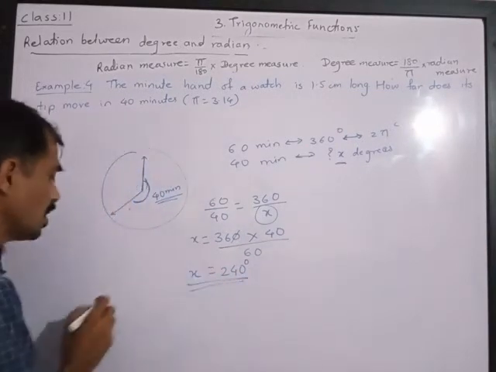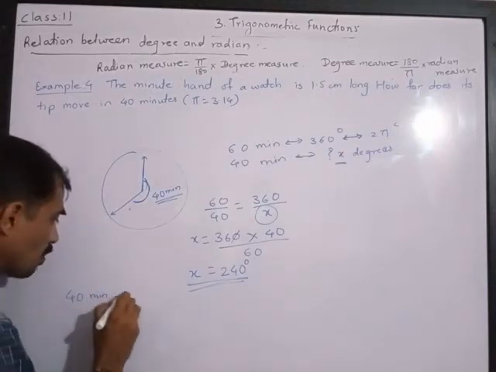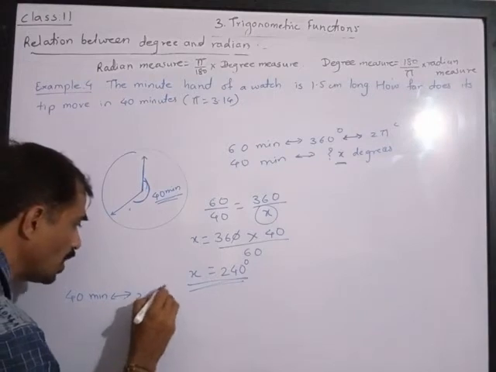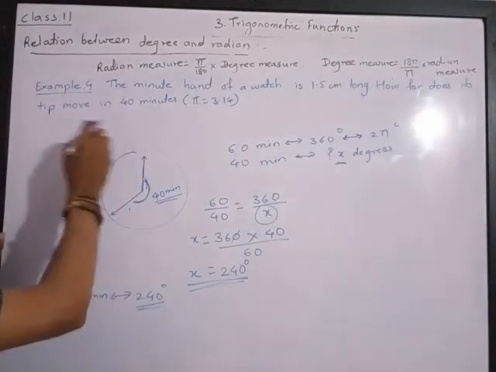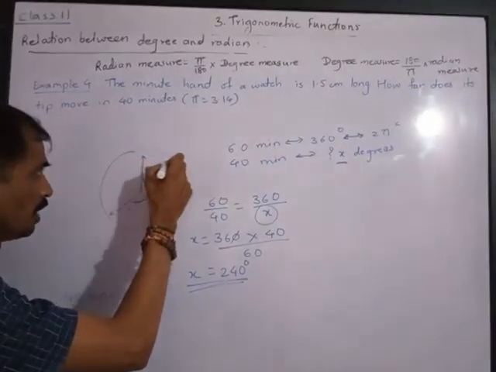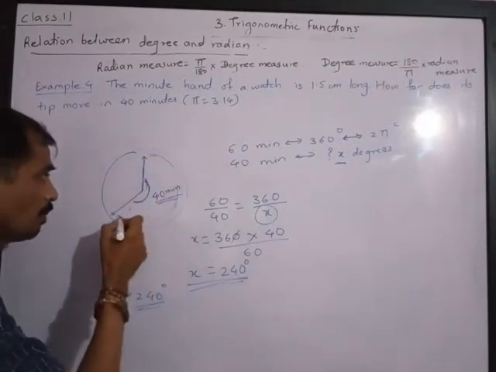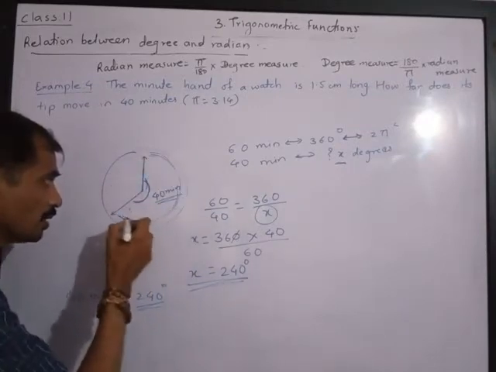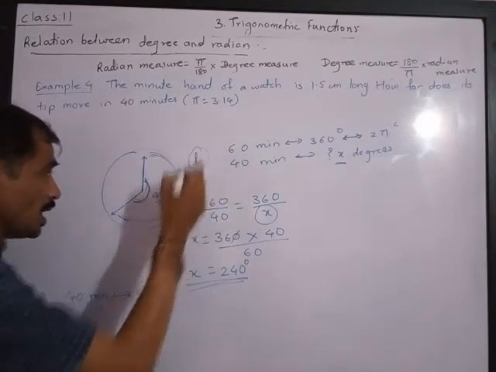So it means 40 minutes corresponds to 240 degrees. Now please note, we are asked to find how far does the tip move. So from here it will move to here, means we are asked to find the length of this arc. This length of arc is asked.